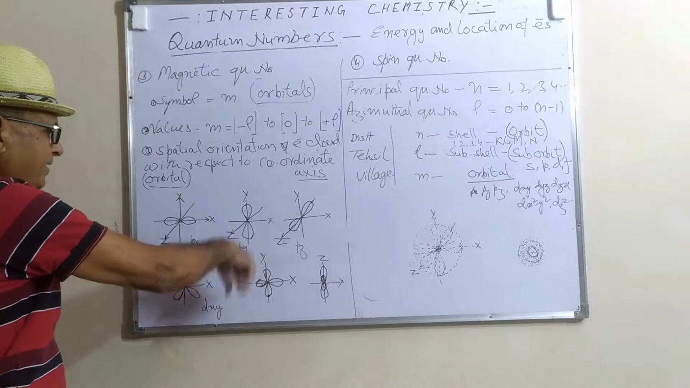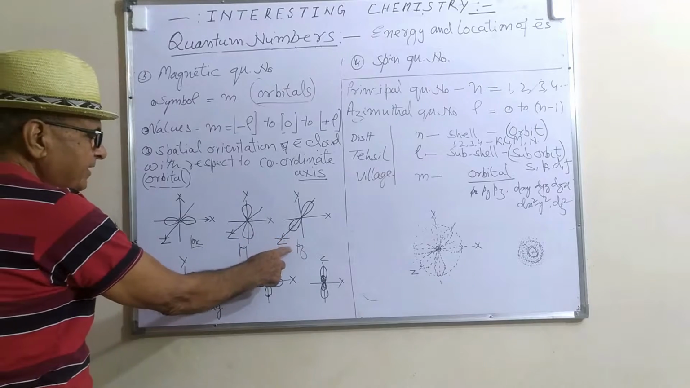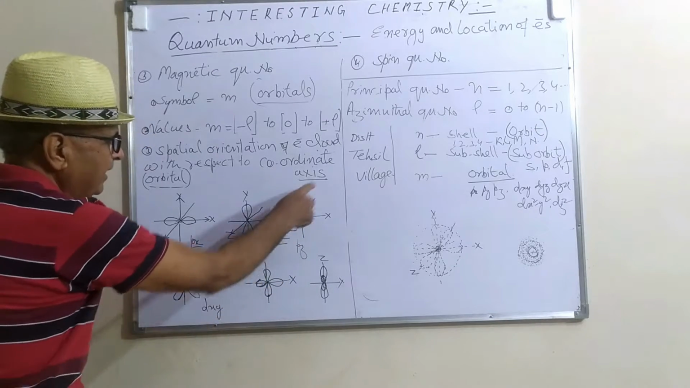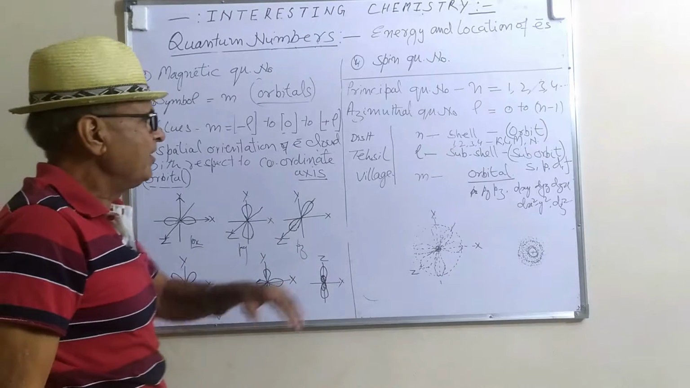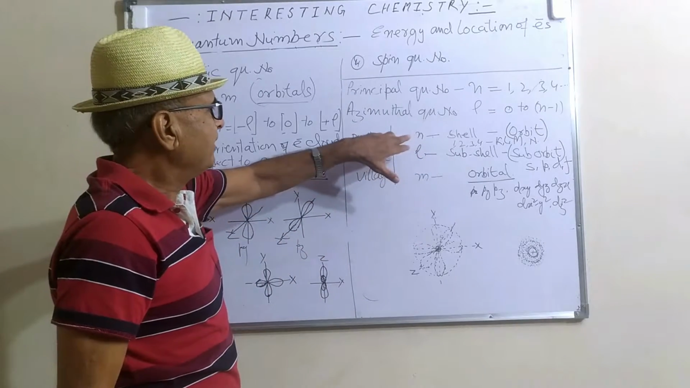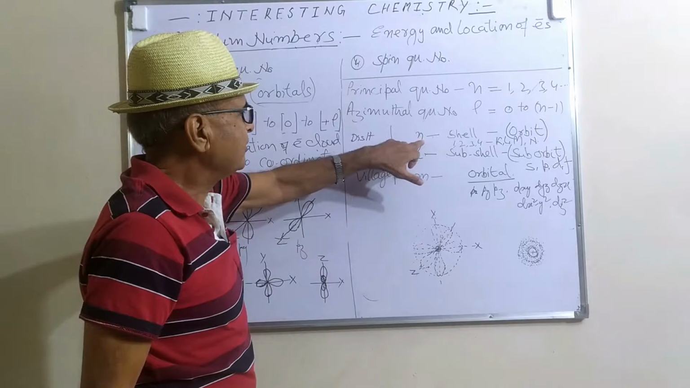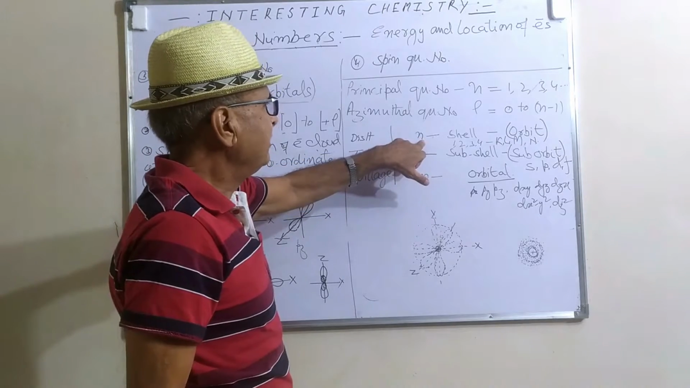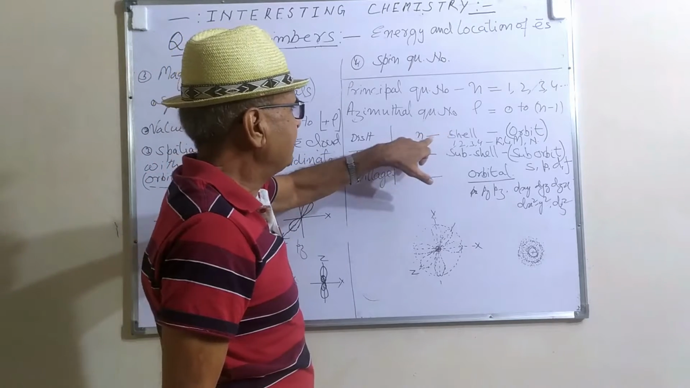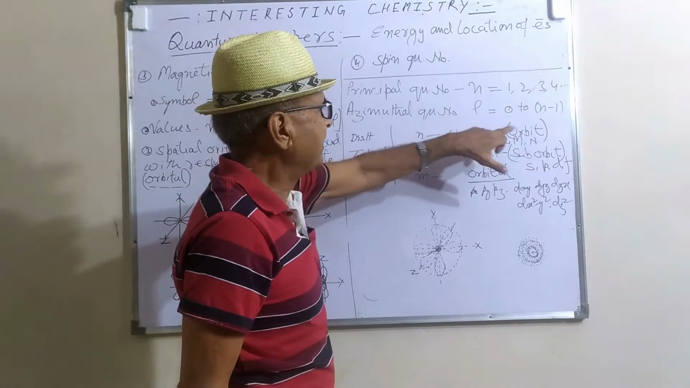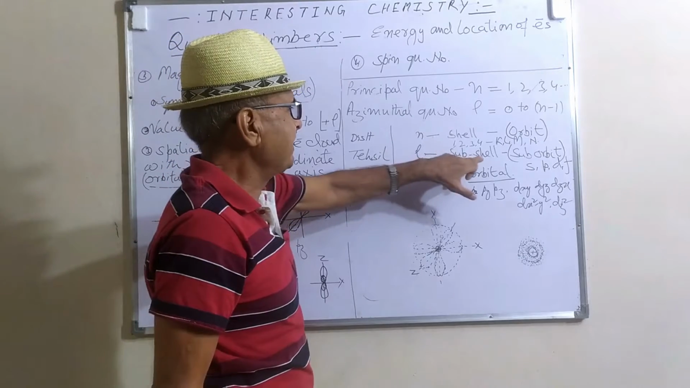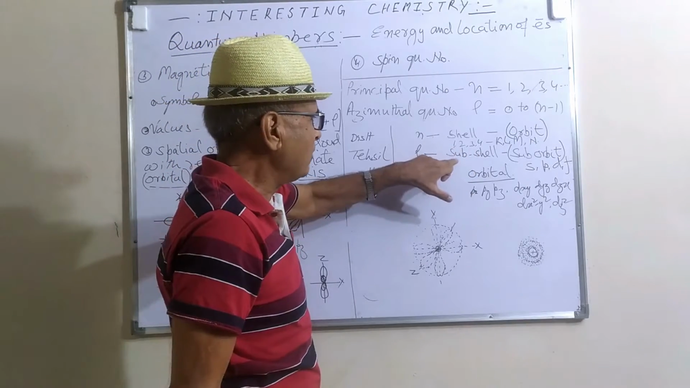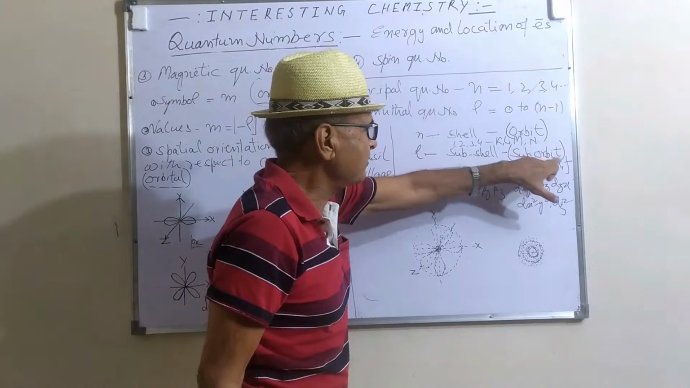When it revolves in the y-axis, it is py. When it revolves in the z-axis, then it is pz. So here, n is the principal quantum number. N is the shell, and again it is orbit. L is the subshell. L tells us about this subshell or this suborbit.